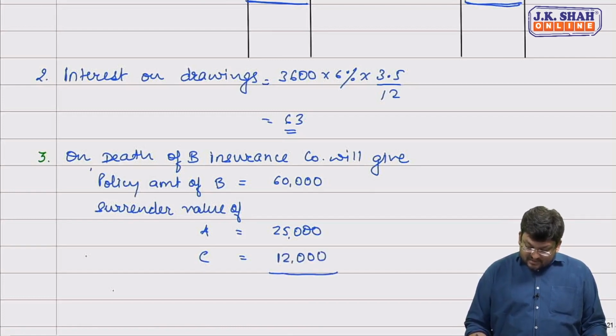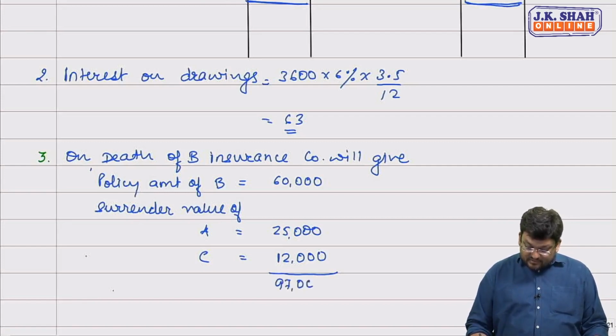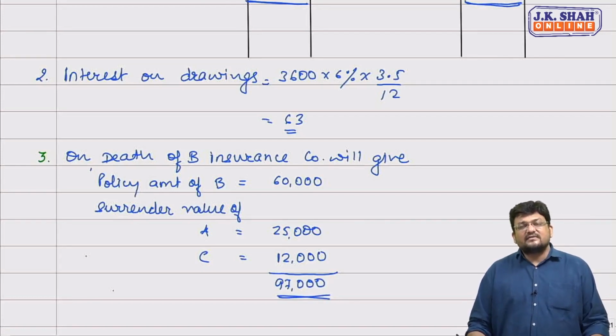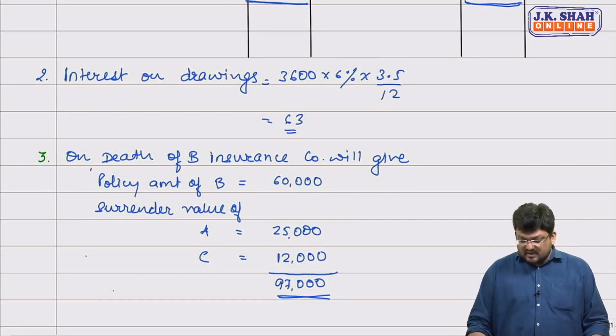So can we say from insurance company how much will be received for policy? It is 60,000 plus 25,000 plus 12,000. We would be receiving 97,000 from insurance company. Full policy value of B, and for A and C we would be receiving how much? 97,000. Is joint life policy an asset in books of firm?